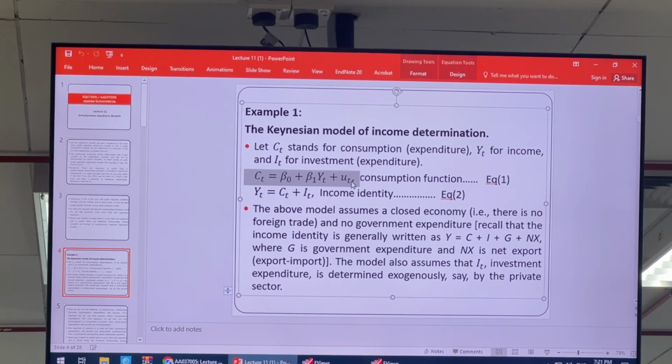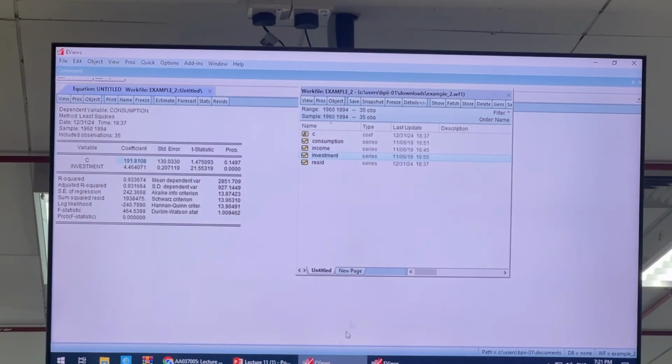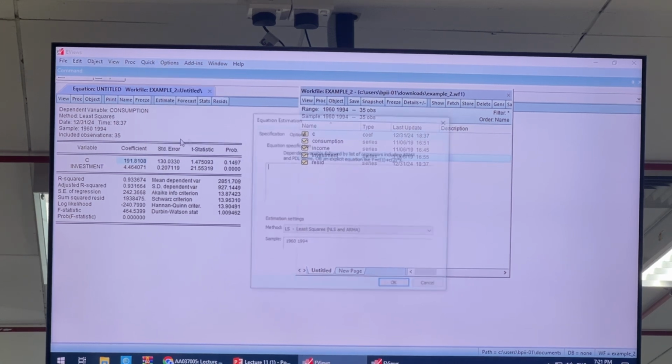So just now we used indirect least squares to solve it. But now try to use two-stage least squares for the first equation. How to use two-stage least squares? You have to estimate the model: consumption, investment, and income. So you go to Quick, Estimate Equation.